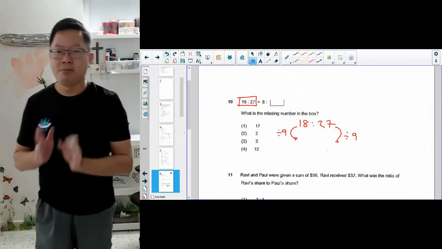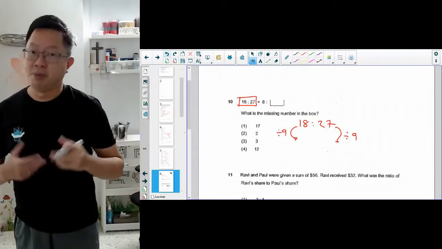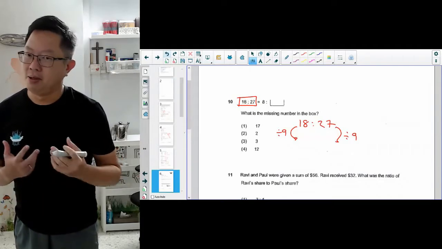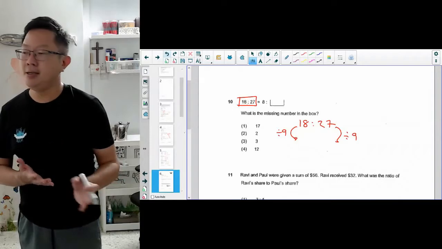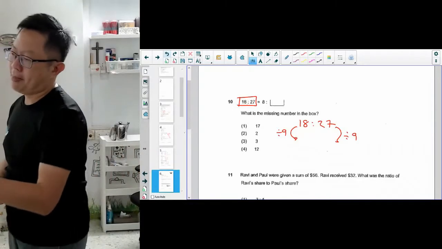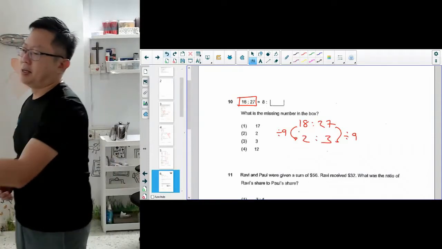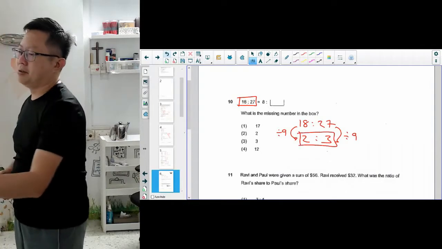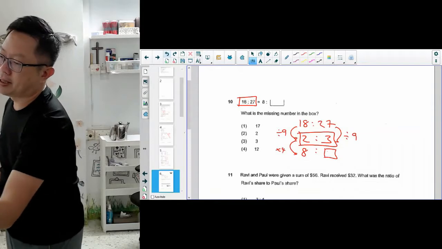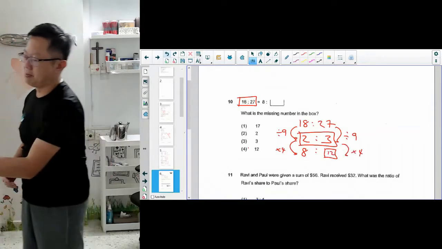Because remember, paper 1 is a 1 hour exam. So you can't have too much time to do a lot of working. So you have to work smart. You have to try to do it a bit faster using shortcuts if you know of any, so that you can still have some time to check. So you divide by 9, and you get 2 is to 3. Once you get the simplest form, you can use that to find the missing number. So 2 times 4, and then 3 times 4. And your missing box is 12. Right, so answer number 4.